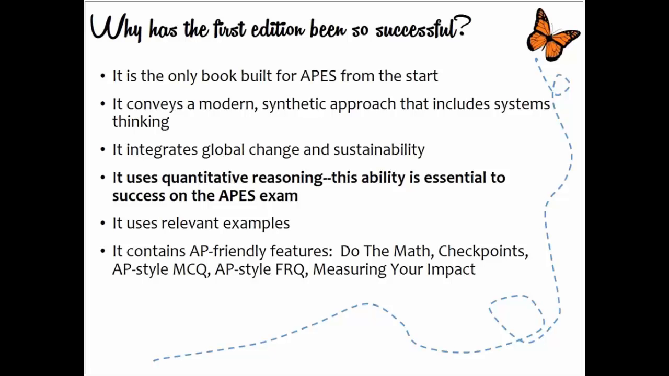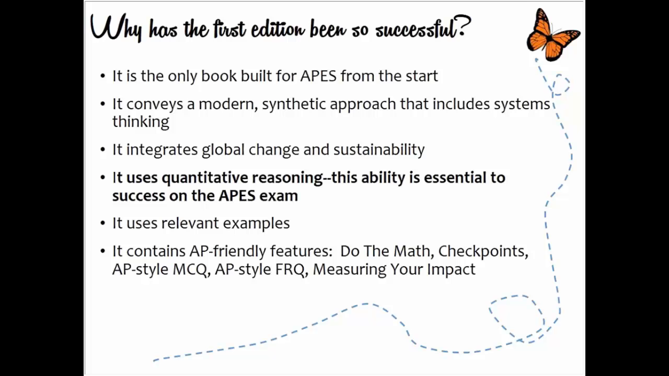Next slide. And so we asked ourselves when working on the second edition, what is it that people liked about the first edition? Why has it been so successful? So we concluded it's the only book that was built for AP Environmental Science from the start. It conveys a modern synthetic approach that includes systems thinking. It integrates global change and sustainability throughout the book. It uses quantitative reasoning, which is essential for success on the AP exam, but it's also just essential for a good understanding of environmental science. We use relevant examples, and the first edition had lots of AP-friendly features like do the math and checkpoints and AP-style multiple choice questions and so on.